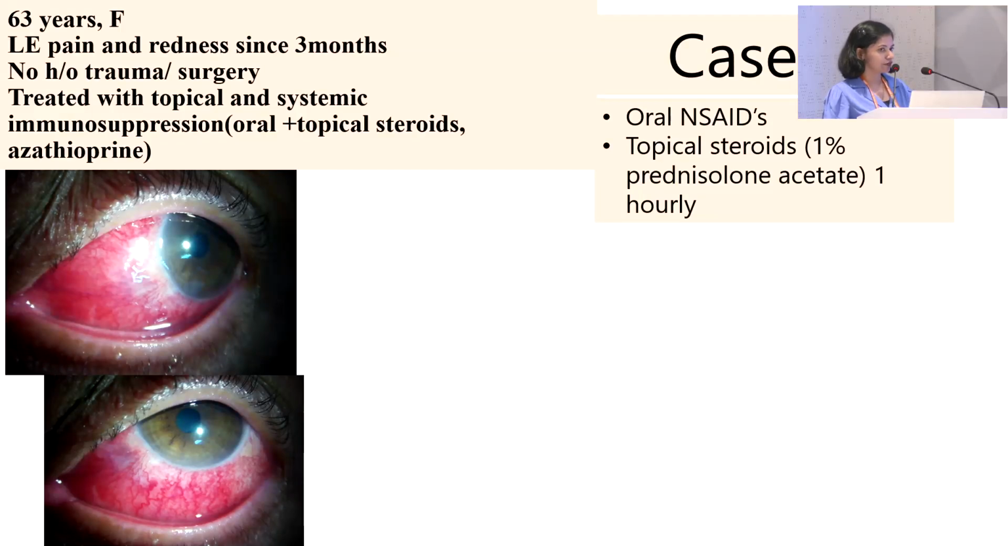My second case is a patient who again complained of pain in the left eye for 3 months, again with no history of trauma or surgery. She was also treated as immune-mediated scleritis. The patient was also on azathioprine for 3 months. As you can see in the pictures, she came with diffuse involvement, diffuse congestion, and there was some area of nodular congestion on the nasal side. So we started the patient on oral NSAIDs and topical steroids, considering it to be immune-mediated.